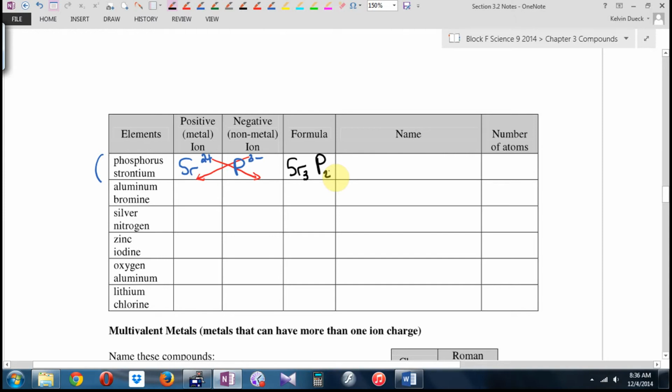I'm not going to write that out. We just practiced that quickly. How many atoms, grand total, are there in this compound, in this molecule? 5. Okay.